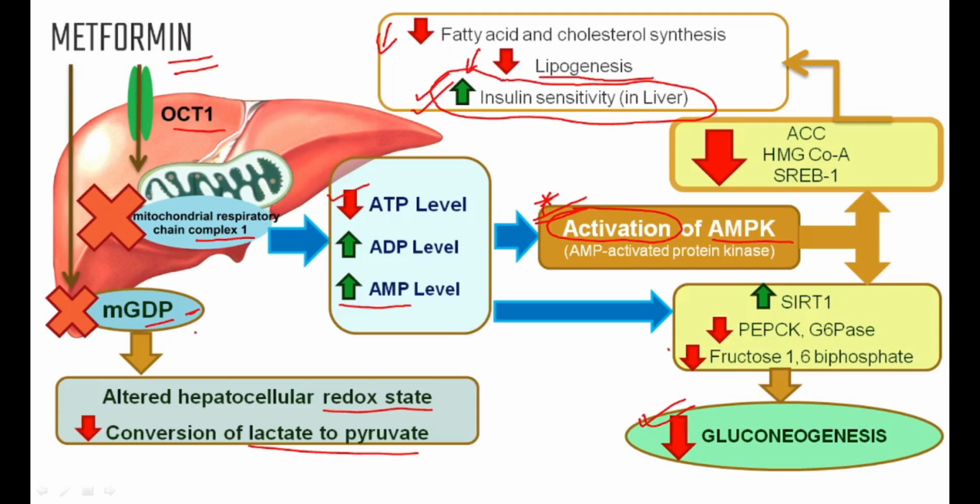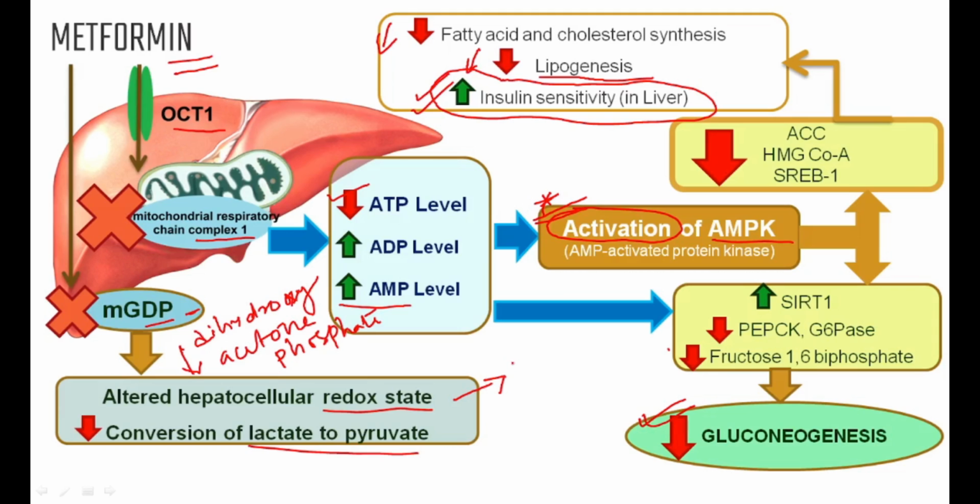Here it is very important that dihydroxyacetone phosphate. Now due to the inhibition of this MGDP, there is a decreased level of the dihydroxyacetone phosphate and it reduces the conversion of lactate to pyruvate. Clear? Lactate to pyruvate.